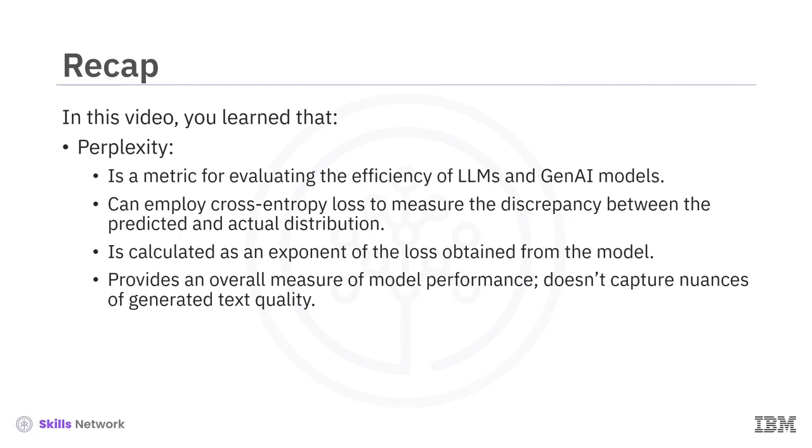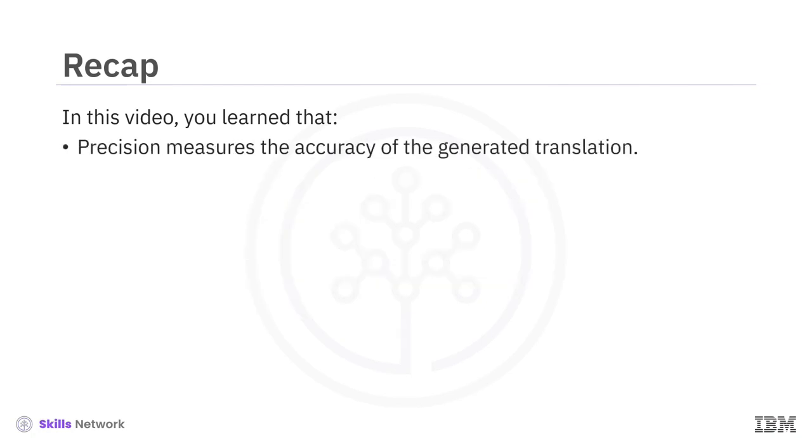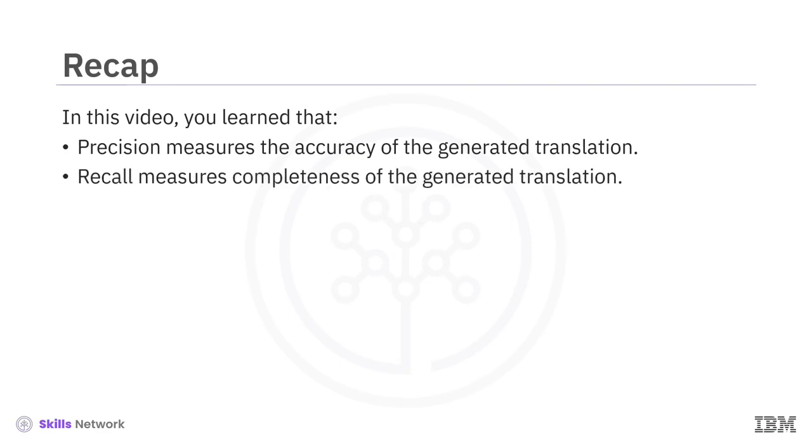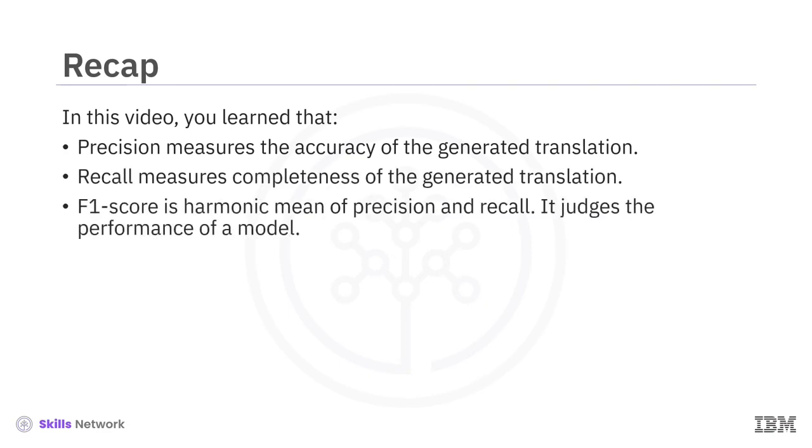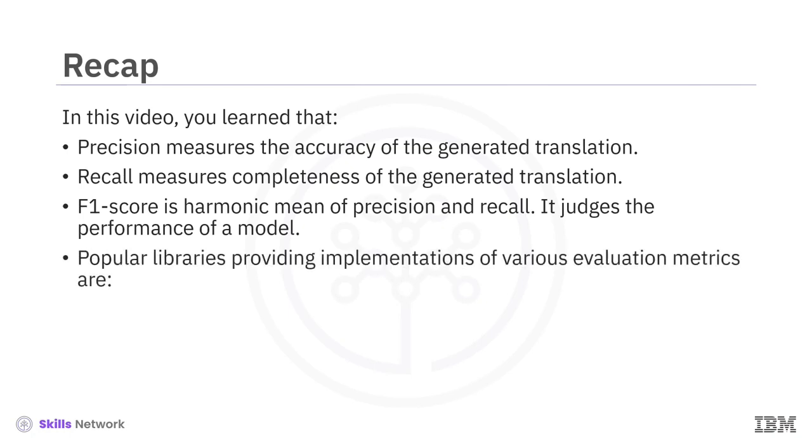In machine translation, precision measures the accuracy of the generated translation, whereas recall measures the completeness of the generated translation. F1 score is a harmonic mean of precision and recall that is used to judge the performance of a model based on them. In NLP, there are several popular libraries that provide implementations of various evaluation metrics, such as NLTK and PyTorch libraries.